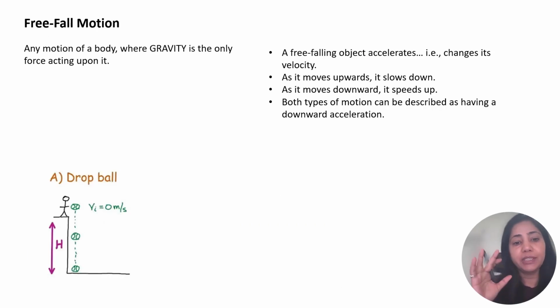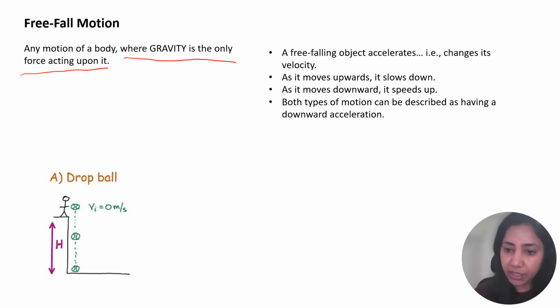So the free fall motion. The basic definition for this free fall motion is any motion of a body where gravity is the only force acting upon it. So whenever the object is under the effect of only gravity during its motion, that kind of motion is known as a free fall motion.